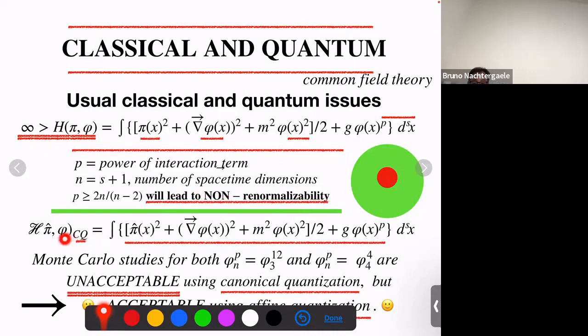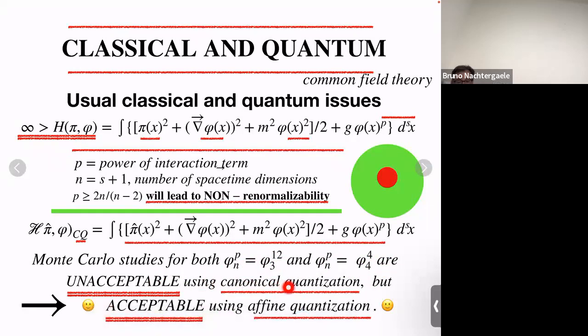non-renormalizability. Here is the quantum Hamiltonian in canonical quantization. We'll take the Schrödinger representation for these terms, and here is the momentum operator squared. And Monte Carlo studies for models of this kind, for both P and field to the power 12 in 3 space-time dimensions, as well as power to the 4th, and force-based measurements are unacceptable when you use canonical quantization.